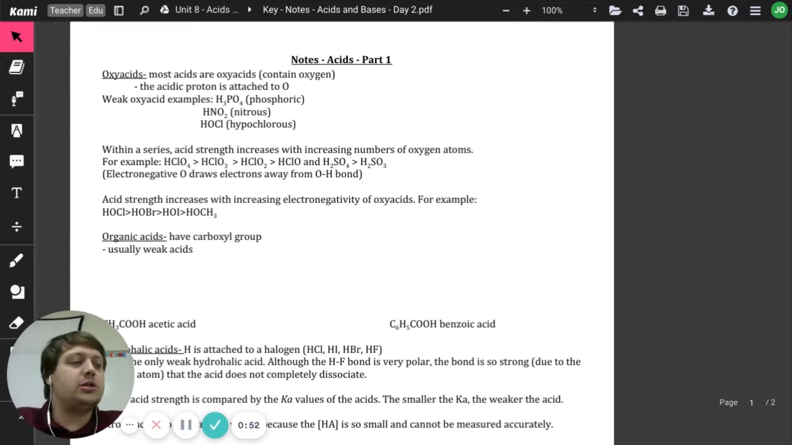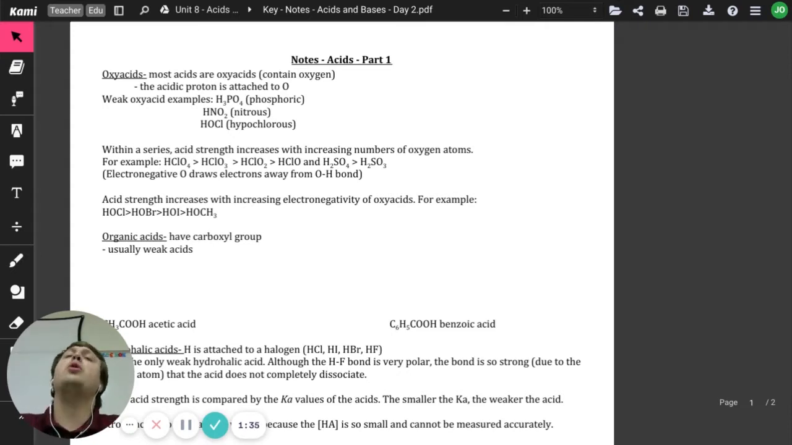So first off, when we are talking about acids, one thing to recognize is that most acids that we deal with in chemistry are going to be what we call oxyacids. And what that means is they're acids that have an oxygen in them. So they've got an acidic proton that is attached to an oxygen. Now, some examples of an oxyacid would be like sulfuric acid or nitric acid or hypochlorous acid or phosphoric acid, any of those acids that have that polyatomic ion attached to them that has the oxygen as a part of it, that is going to be what we call an oxyacid.